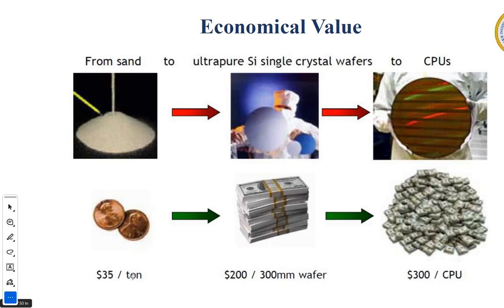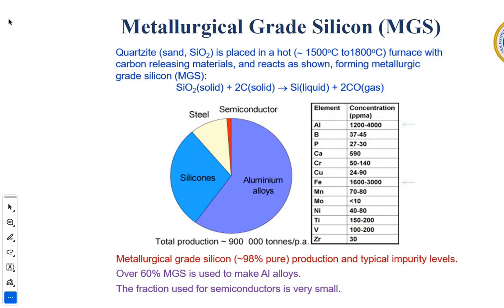So the value ranges from rupees 35 per ton for sand, to 200 to 300 millimeter wafers, to about 300 dollars per CPU. So the cost rate increases, but we use basic silicon.